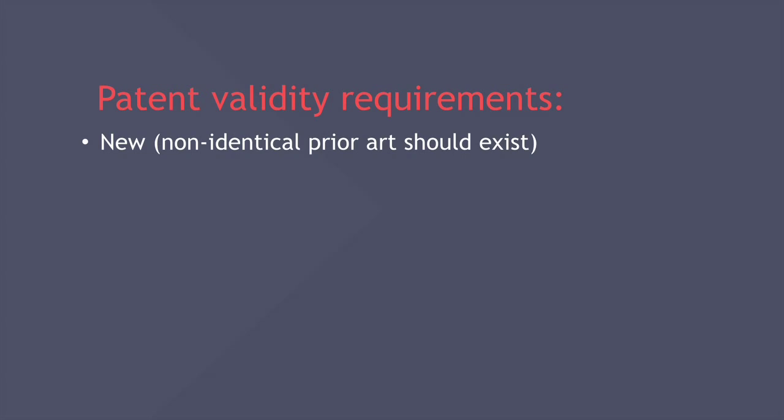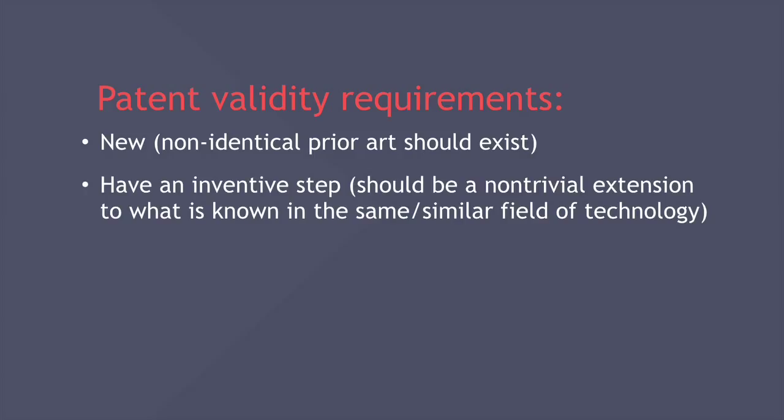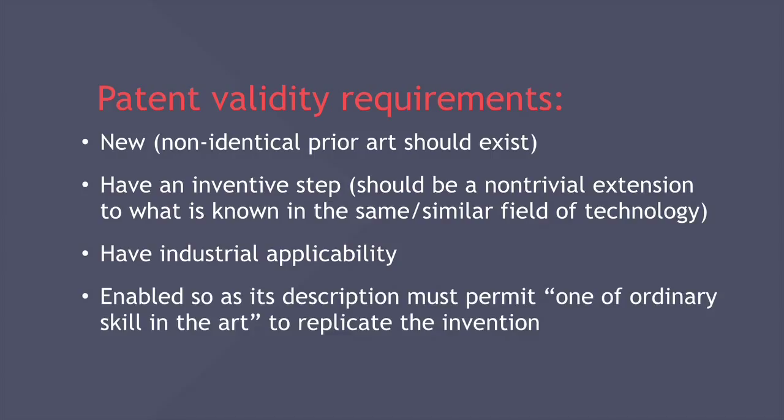In order for a patent to be valid, it must be novel or new, meaning it is not identical to a prior art. It must be inventive, or as the U.S. law says, non-obvious, which means it should be a non-trivial extension to what is known in the same or similar field of technology. It should have industrial applicability, and it should be enabled, so its description must permit one of ordinary skill in the art to replicate the invention.